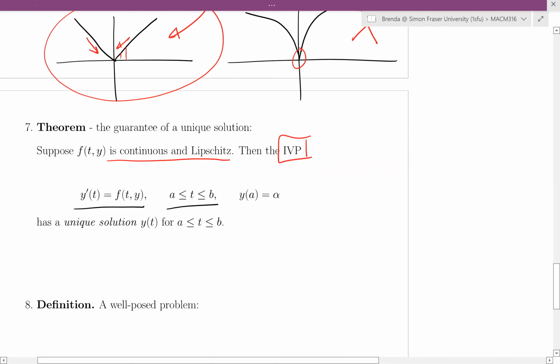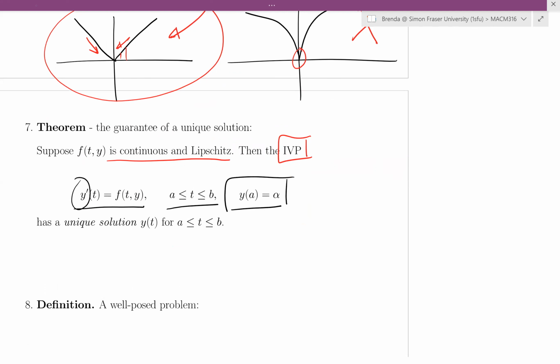There's the interval over which of the independent variable we're interested in having a solution, and there is our initial condition. It is a first order differential equation. We have one initial condition. When we have a second order differential equation, like that, we will have two initial conditions. So whatever the degree of your differential equation is, for an initial value problem, you need to have that number of initial conditions.